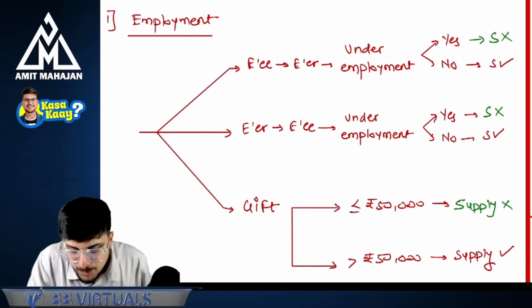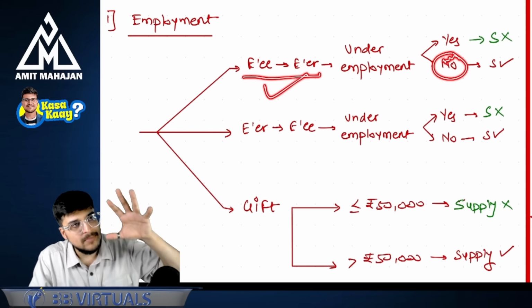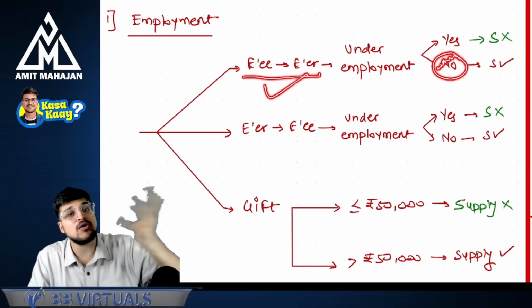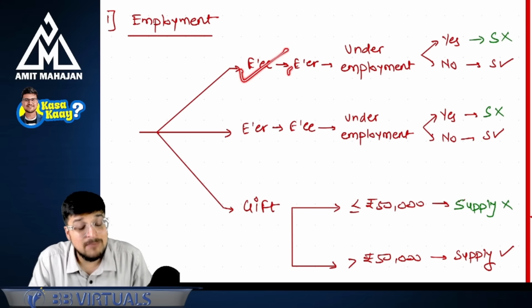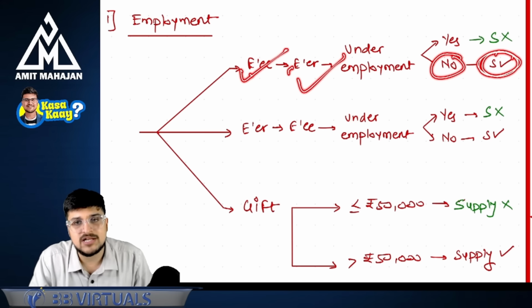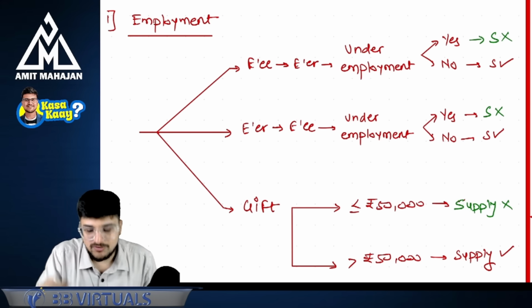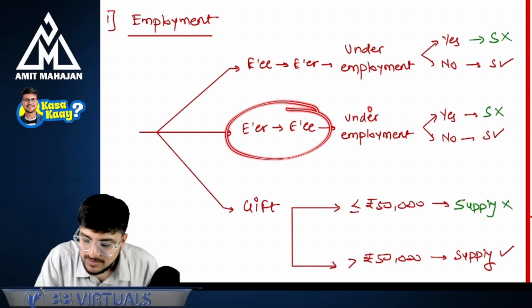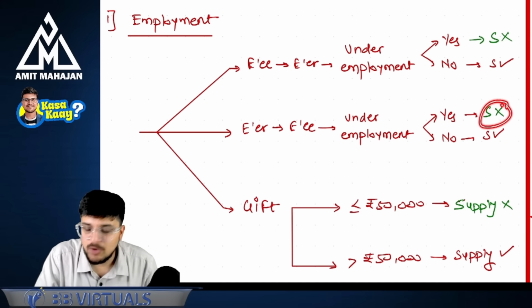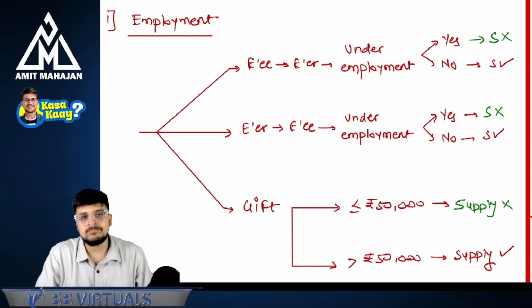But if the employee has provided certain service to the employer which is not under employment, which means I'm being hired for tax, but I'm giving some audit service as well, then even though the employee is giving service to the employer, since it is not under employment, it will be considered as supply. Same in case of employer to employee service. If the employer provides any service to the employee under employment, it will not be considered as supply. If it is not under employment, it will be considered as supply.